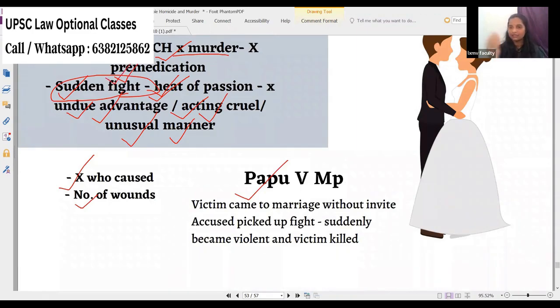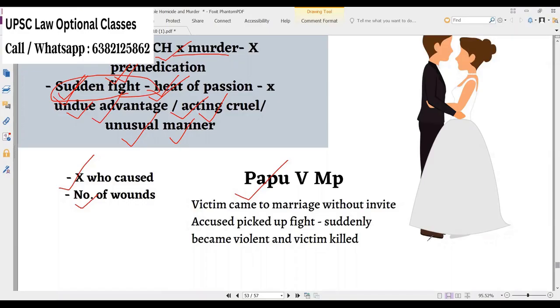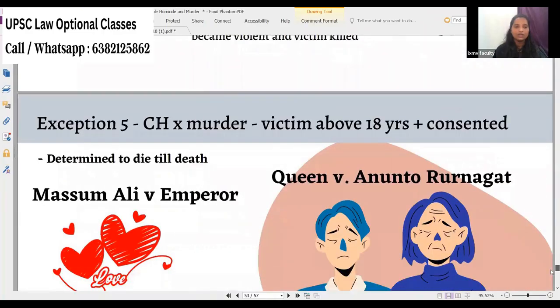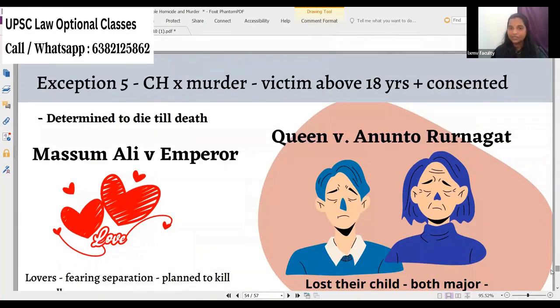Of course, suddenly a thief is caught. And there must be a sudden fight, which means the opponent is also kicking you, hitting you. The thief is again hitting the mob and all. Then there is a sudden fight. But if the thief is quiet and everybody keeps hitting and hitting, this exception will not apply. Okay. So, only a very simple point. Every small ingredient must be satisfied. Okay. So we go on to the fifth exception.